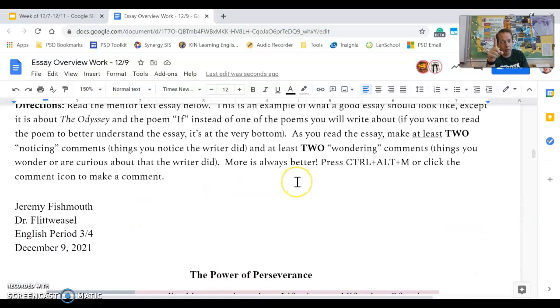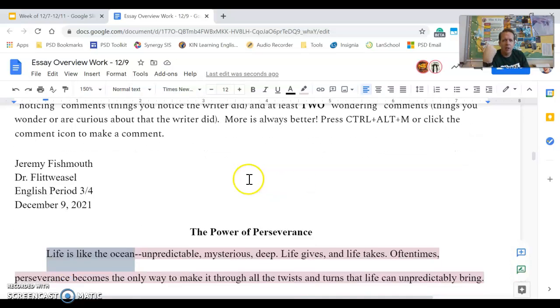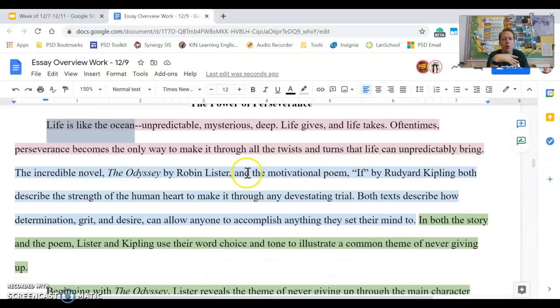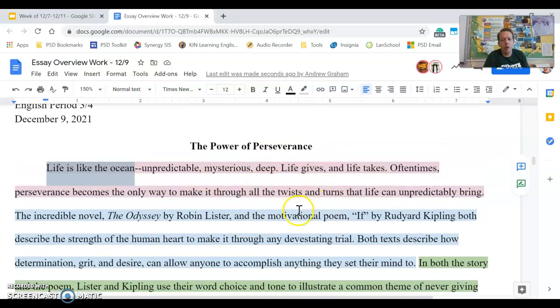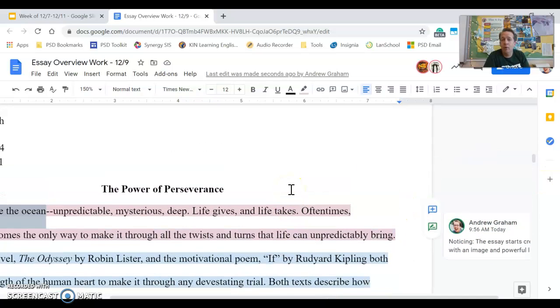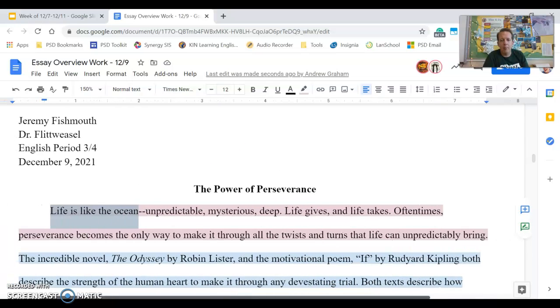So that's a noticing. The wondering is, why is this essay the way that it is? Or why did this author do this? Why did they format it this way? Why is it organized this way? Why didn't they do it that way? Why is it this many paragraphs or that many paragraphs? Any questions you have about it, you can make those comments as well. Along the side, I should see at least 2 noticings and at least 2 wonderings. You can do more if you like, but we'll come together tomorrow in class. We'll talk a little bit about what you found as we continue through learning about essays.